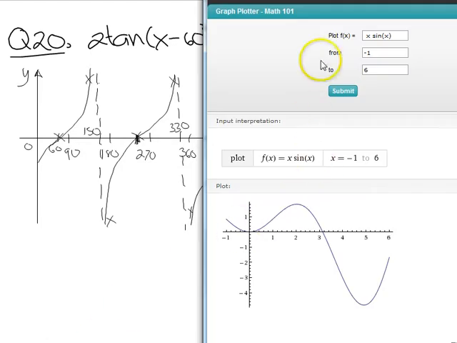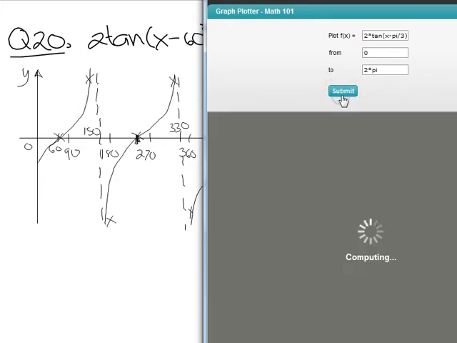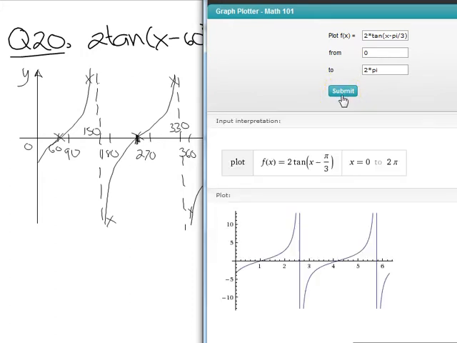Let's have a look at the sketch then. Here. And now I need to type in 2 times tan x minus 60. In radians it will be pi over 3, won't it? Yeah, so 2 tan of x minus pi over 3, from 0 to 2 pi. Let's do that, see what we get. There we go. 0 to 2 pi, and there's the curve, just as we suspected.